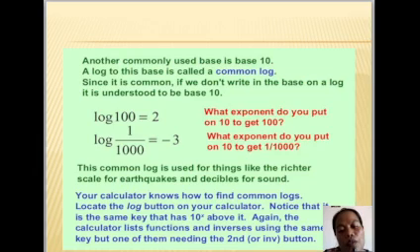So we have the logarithm of 100 is equal to 2. Then what exponent do you put on 10 to get 100? So that is base 10, diba? 10 squared is equal to 100. Next is the logarithm of 1 over 1000 is equal to negative 3. And what exponent do you put on 10 to get 1 over 1000? So 10 to the power of negative 3 is equal to 1 over 1000.